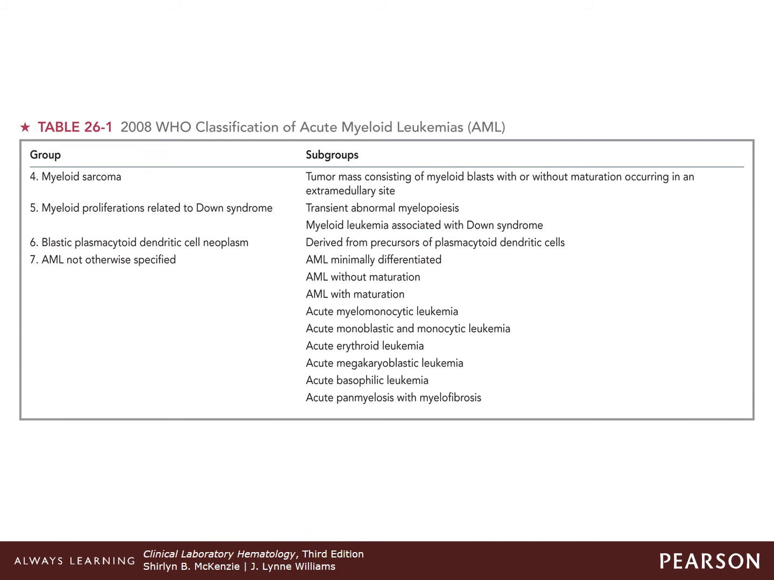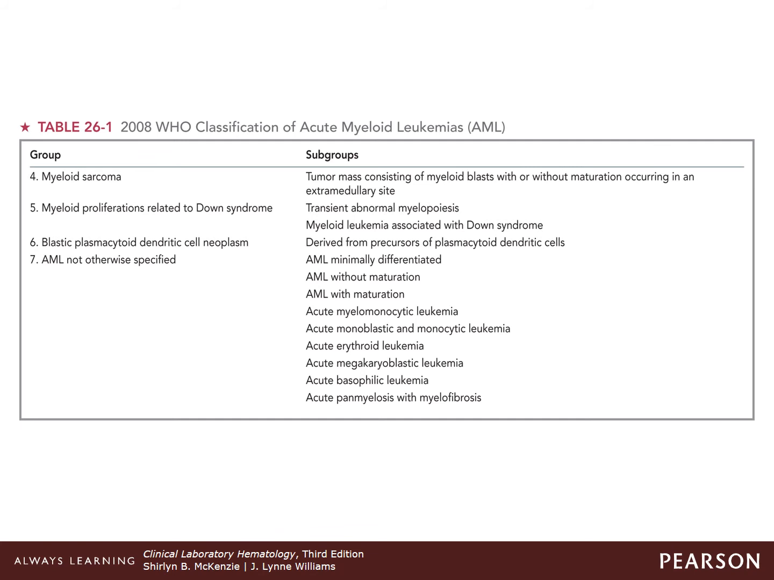And last but not least, acute myeloid leukemias that are not otherwise specified, meaning they don't fulfill the criteria of any other described group, and they can primarily be differentiated on their morphology and cytochemical features, again defining characteristics of greater than or equal to 20% blasts here.